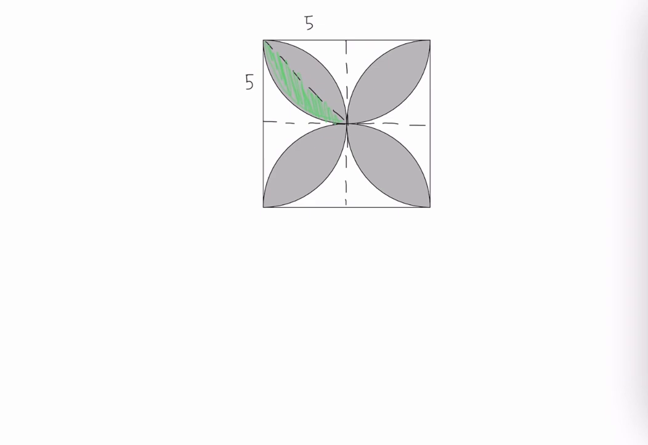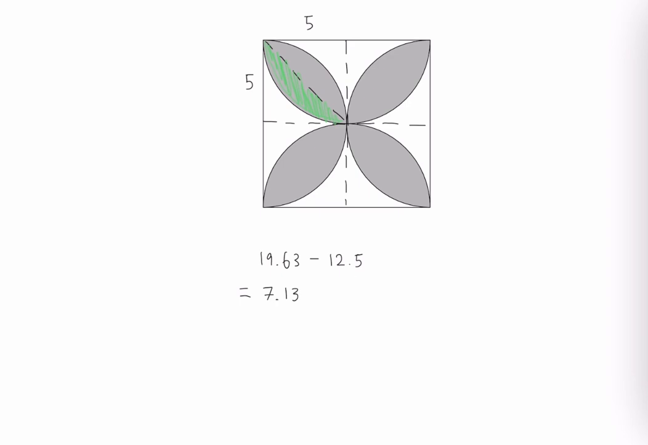Finally, we are ready to calculate the green area. Remember that the red area is 19.63 and the blue area was 12.5, so we subtract the 2 to give us 7.13. Now this is only the green area, so we have to multiply this by 8 to get the whole area for the flower.